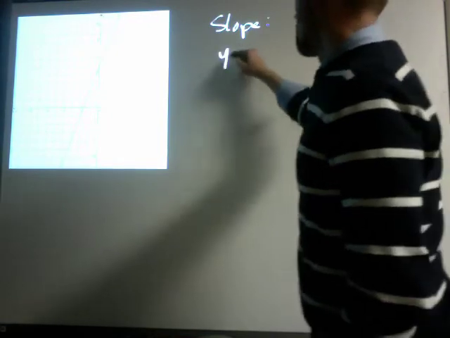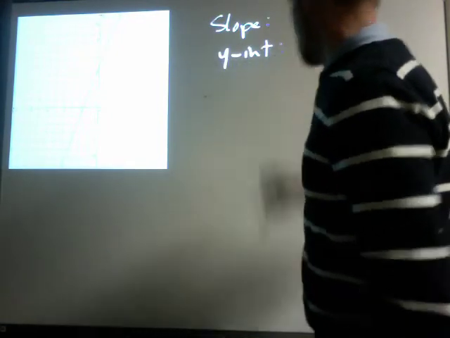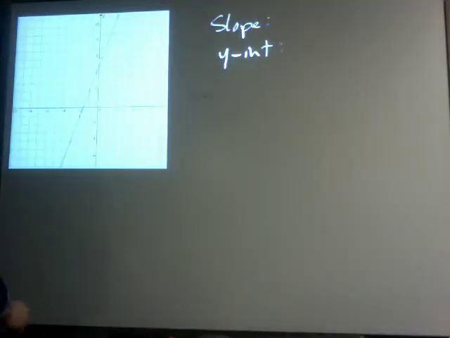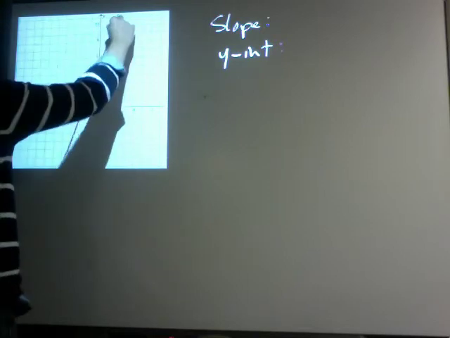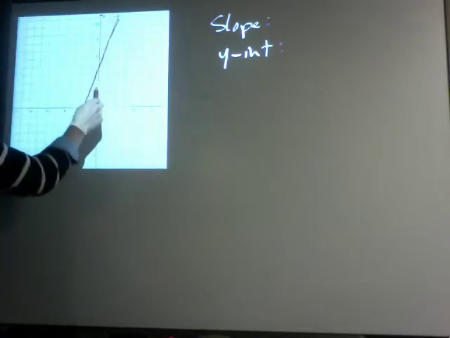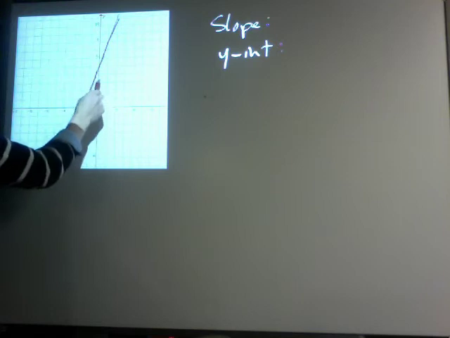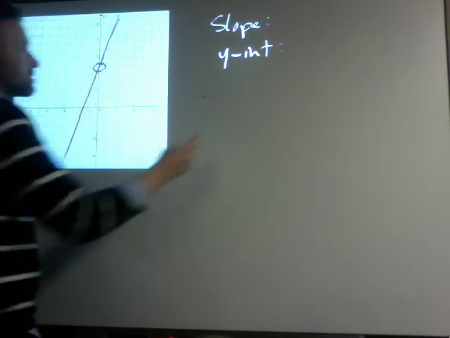Alright, so standard 19, remember? We need to know what's the slope and what is the y-intercept. I look at what is the y-intercept first. Where is this line crossing the y-axis? These are marked at 2's, so this is 2, 3, 4, 5, so the y-intercept is 5.